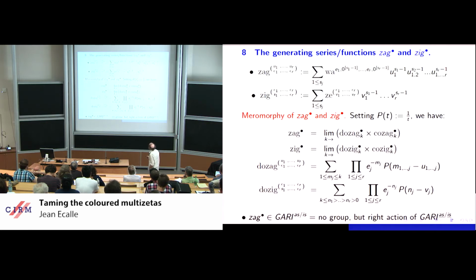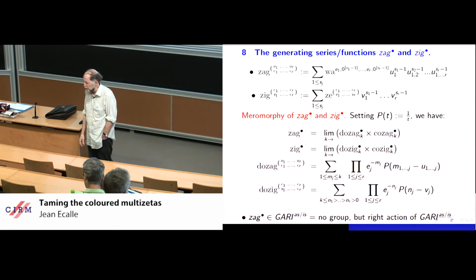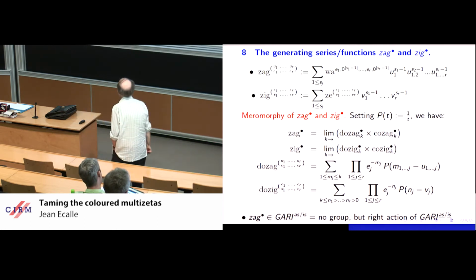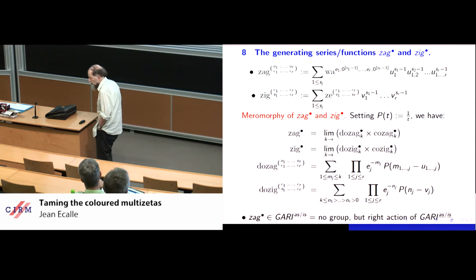And so the thing is to not only compactify things, but also to work efficiently with these multizetas. We have to go to generating series that will turn out to be generating functions, and meromorphic at that.